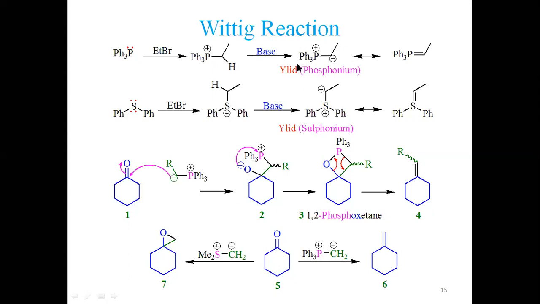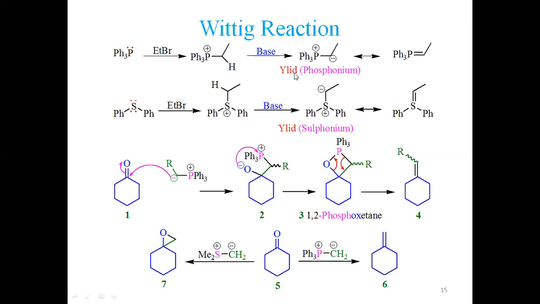This entity is commonly called a phosphonium ion, and this is called a phosphonium ylide. This is a very special class of organic molecules in which we have a positive charge on a highly electronegative atom and a negative charge on a less electronegative atom, which are adjacent to each other. This is commonly called an ylide, and because here the heteroatom is phosphorus, it is called a phosphonium ylide.